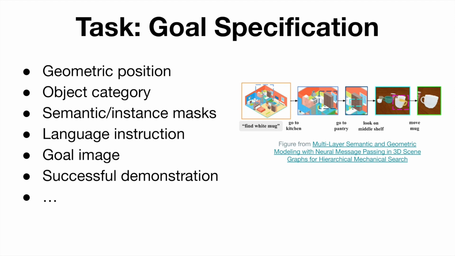We list several common types of goal specification, including geometric position, object category, semantic or instance masks, language instruction, goal image, and successful demonstration. For example, a goal specified by a language instruction can be a sentence, say, find white mark. The agent needs to parse the goal, navigate through the room, and recognize the white mark.